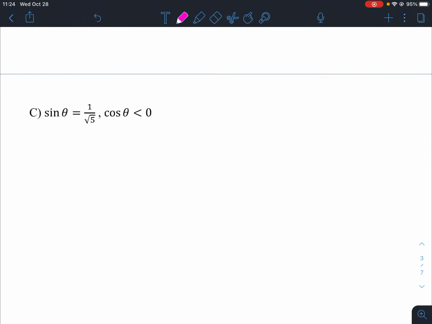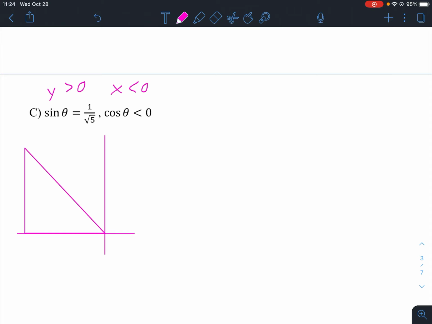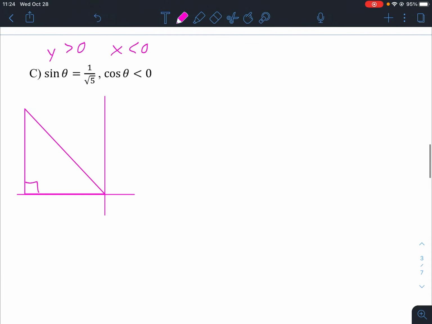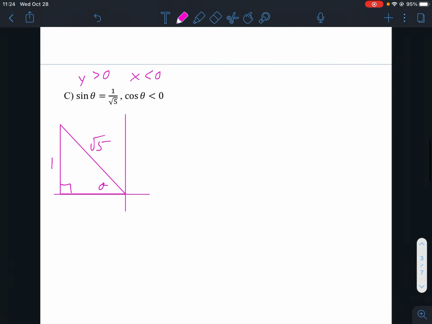Question C says the sine is 1 over √5. So that's telling you that y is positive, but x is negative. So what quadrant are we in this time? We are in quadrant 2. The sine is opposite over hypotenuse. Pythagorean theorem here. So again, this is our x-coordinate.